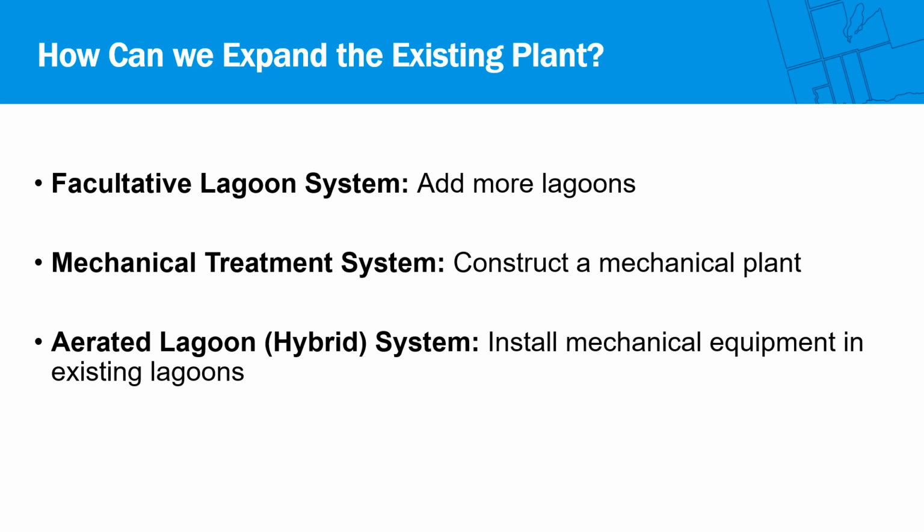What are the possible strategies for expanding the WPCP? We could add more facultative lagoons like the existing ones. Facultative lagoons rely on the natural activity of microorganisms to remove pollutants from the wastewater. We could build a new mechanical treatment plant, or we could add mechanical equipment to the existing lagoons. All these options would be designed to meet the treatment objectives, but each has advantages and disadvantages.